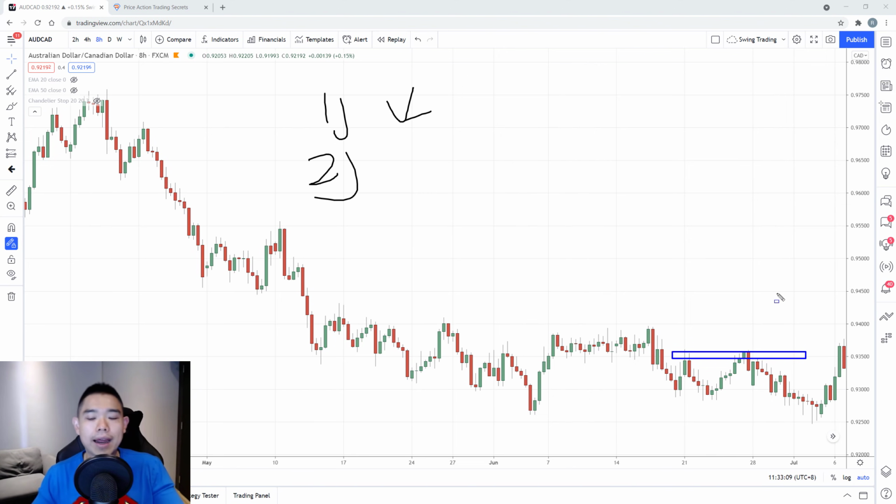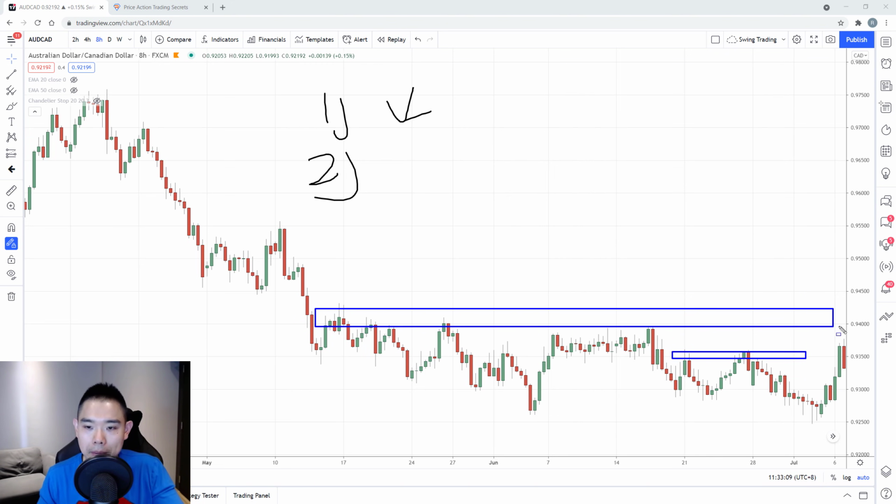So normally, I wouldn't really want to trade such a minor swing low. I prefer the more obvious levels like this one over here. But why did I choose to go with this level? The reason is simple: Aussie Canadian is a currency pair that tends to reverse at the previous week high or low. This means that whenever Aussie Canadian approaches the previous week high, there's a good chance it could reverse from the high, based on the historical backtesting that I've done.